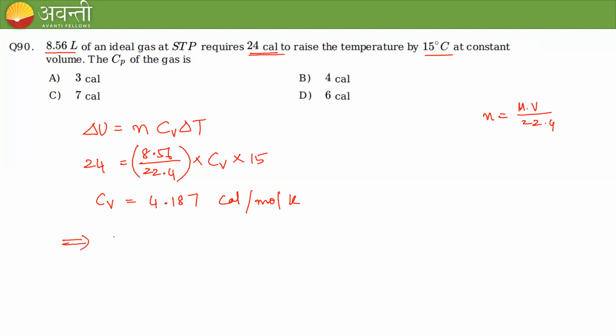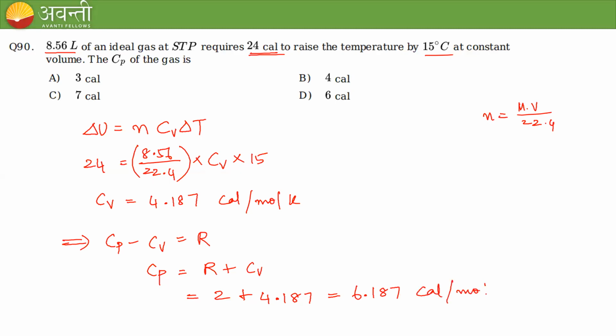Also we know that Cp minus Cv is equal to R, and from this Cp is equal to R plus Cv. The R value is 2 in terms of calorie per mole per Kelvin, and the Cv value is 4.187. So the answer would be 6.187 calorie per mole per Kelvin. This is the Cp value, so the approximate answer would be 6 calorie. So option D is the correct answer for this question.